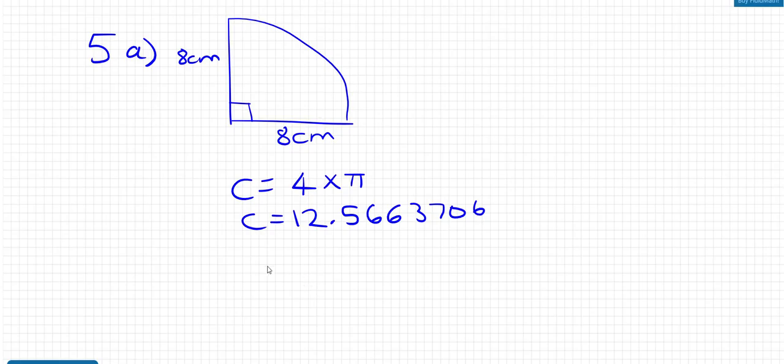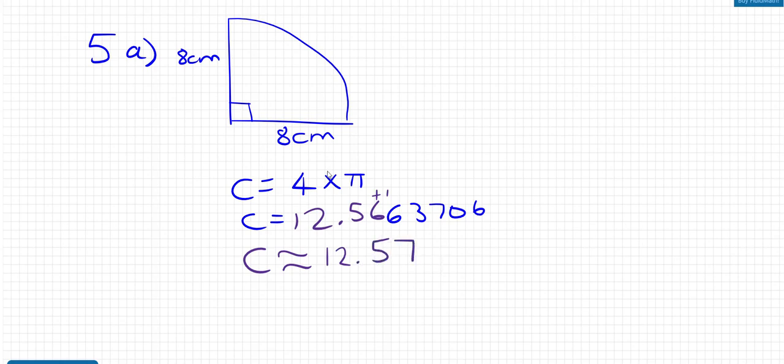Okay, sorry, I had to rewrite it again. So circumference is approximately, now the question didn't say to round off. So if you left the decimal this long, that's fine as well. But I'm going to round it off to 2 decimal places. So I'll round it off to here. The number after this 6 is 5 or more, so add a 1 to that 6. So I have 12.57. Okay, 8 centimeters. So my circumference, the quarter of a circle, this part here, is approximately 12.57 centimeters.